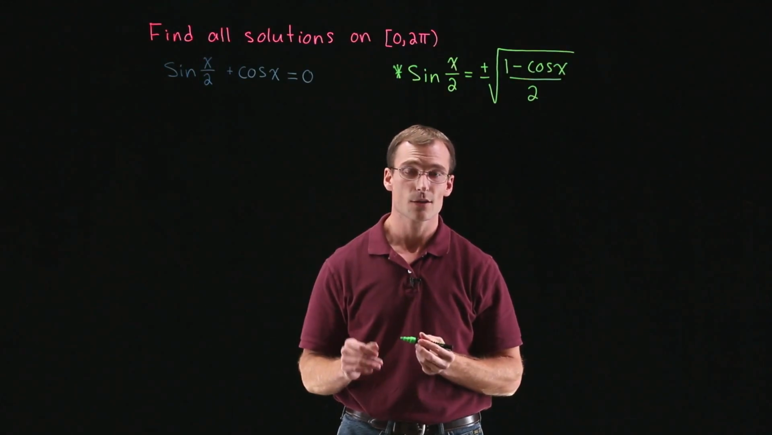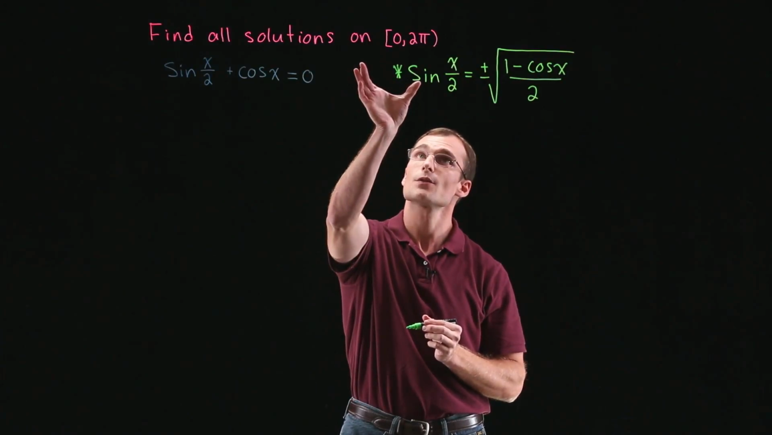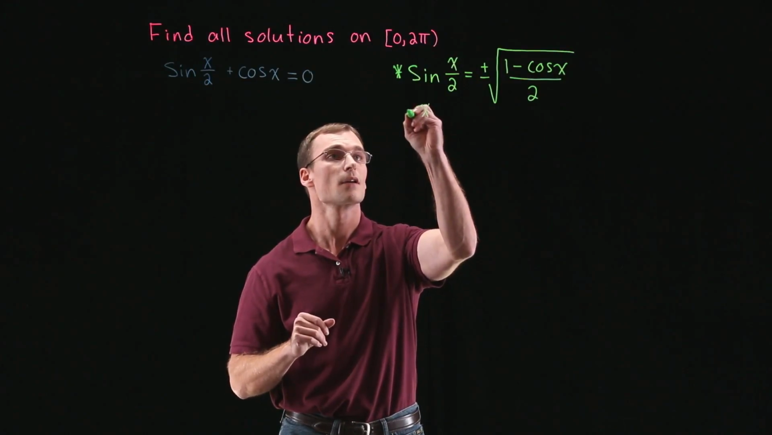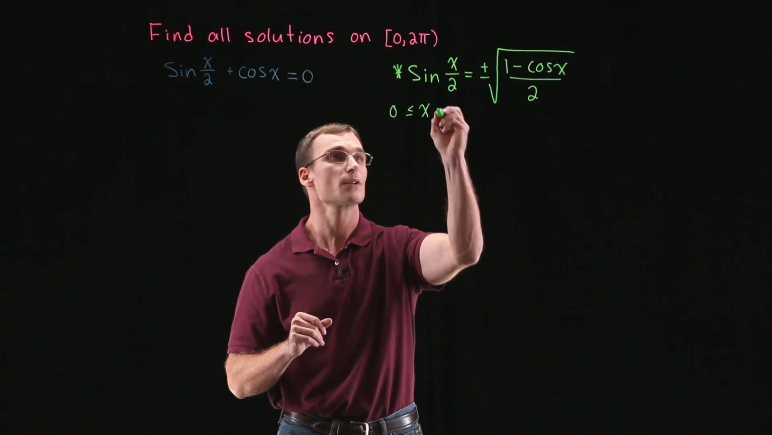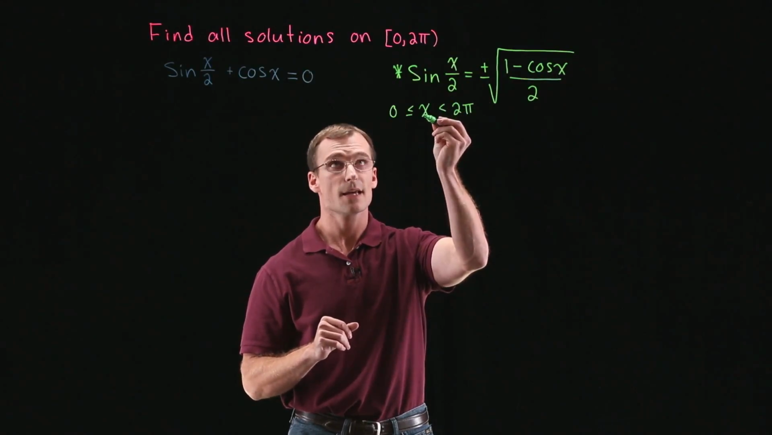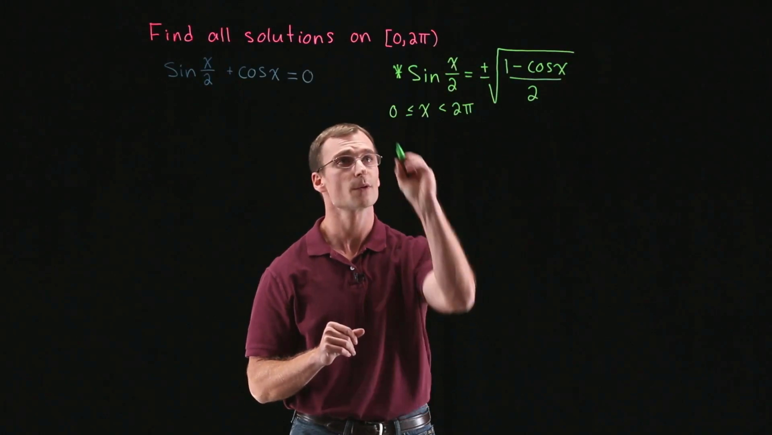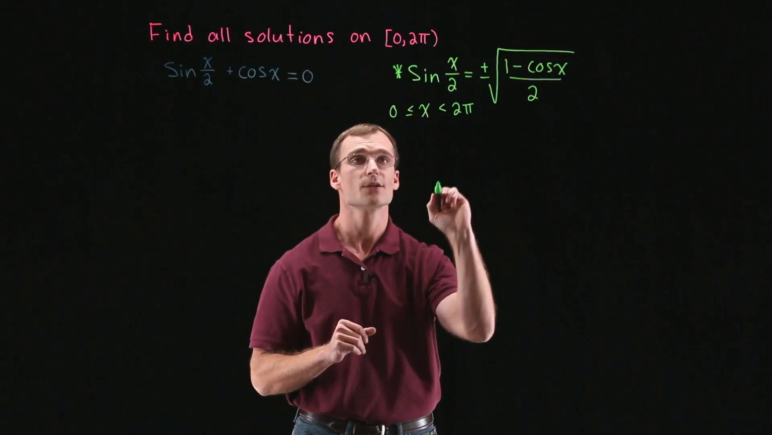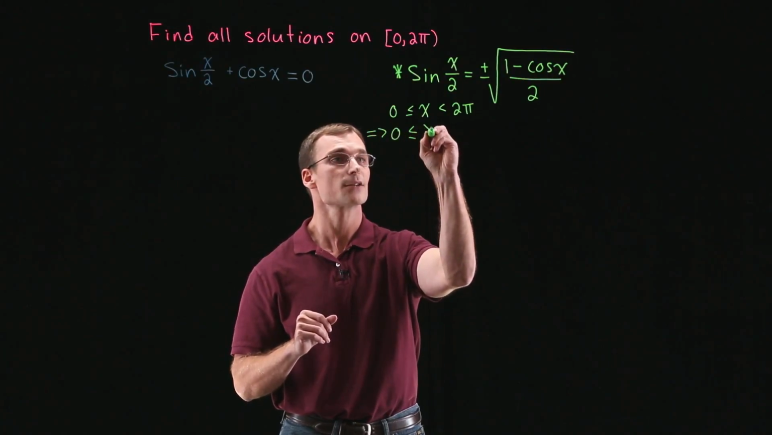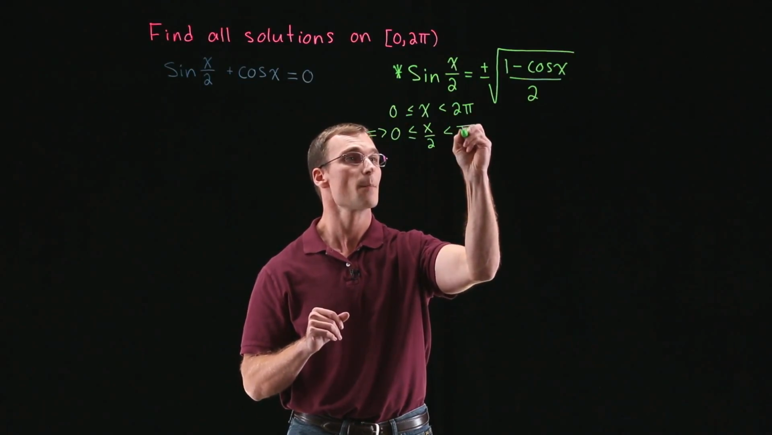But before we do that, there's a little nuance that we have to pay attention to: the fact that we're finding solutions from 0 to 2 pi. So our x is greater than or equal to 0 and less than 2 pi. That's the angle on our interval here, but inside of our sine here is x over 2. So if we divide this interval through by 2, this would imply that x over 2 is greater than or equal to 0, but less than pi.